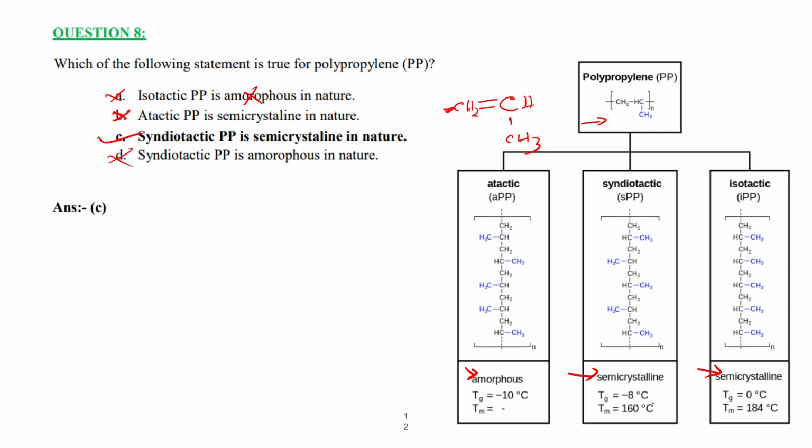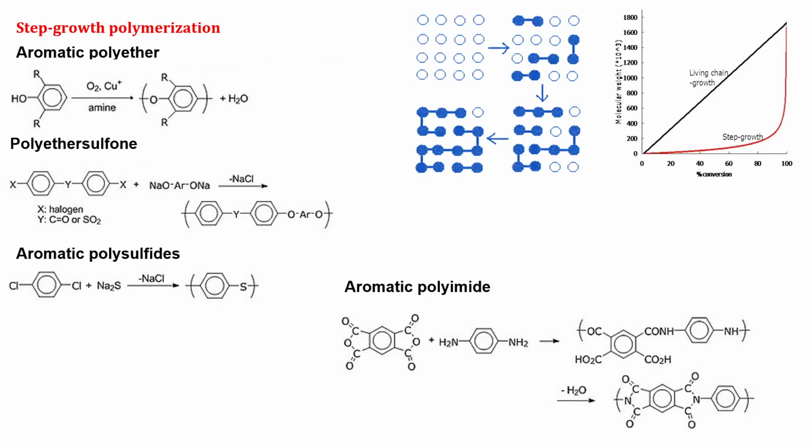And here you can see the melting points also differ very much. For syndiotactic it is 160, and for isotactic it is 180. So according to your need, what you are going to prepare, you can differentiate the catalyst that you are going to use and make something accordingly.